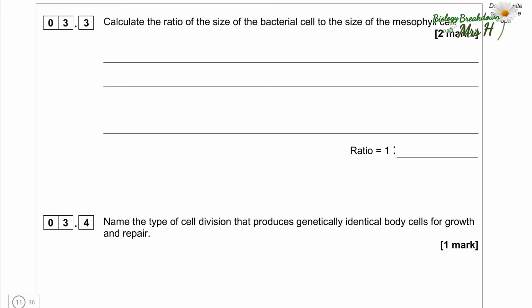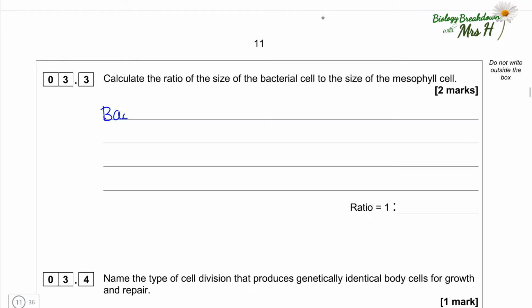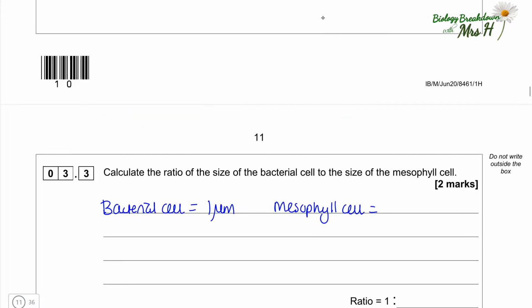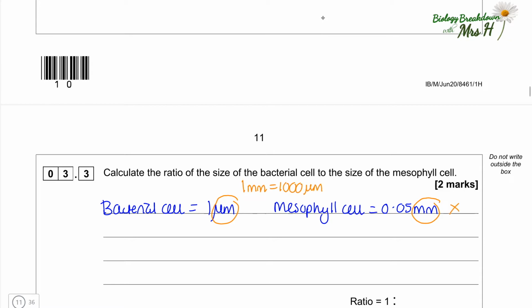Calculate the ratio of the size of the bacterial cell to the size of the mesophyll cell. So the bacterial cell is 1 micrometer, which we can get off the diagram. The mesophyll cell is 0.05 millimeters. So we need to make those the same unit so that we can get a valid ratio. And we know that there are 1,000 micrometers in 1 millimeter. So if we times 0.05 millimeters by 1,000, that will give us 50 micrometers. So if the bacterial cell is 1 micrometer and the mesophyll cell is 50 micrometers, then we're going to have a ratio of 1 to 50.